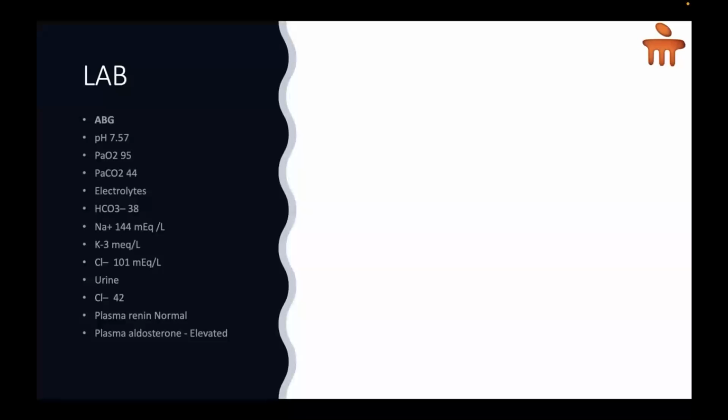So the next patient is a 38-year-old lady, BP of 160 by 108, hypertensive. These are the labs of this patient. ABG: pH of 7.57, PO2 of 95, PCO2 of 44, bicarb 38, sodium 144, potassium 3, chloride 101, urinary chloride 42. Plasma renin is normal, aldosterone is elevated.